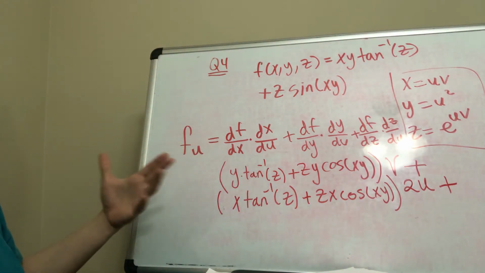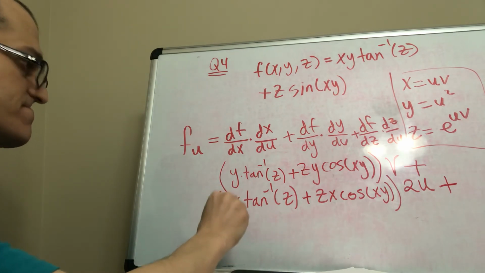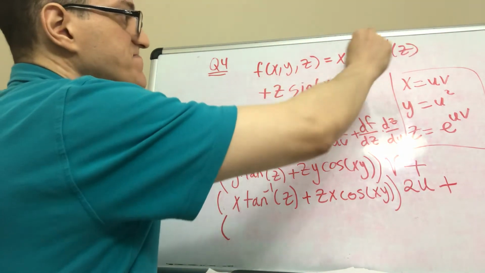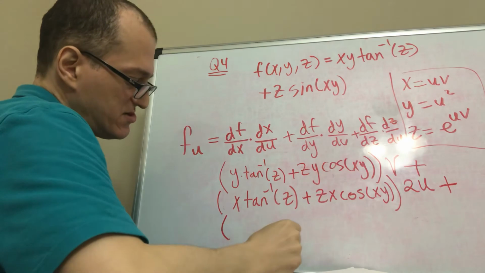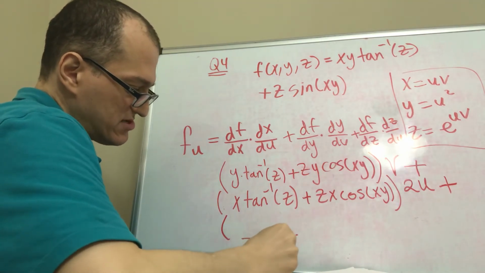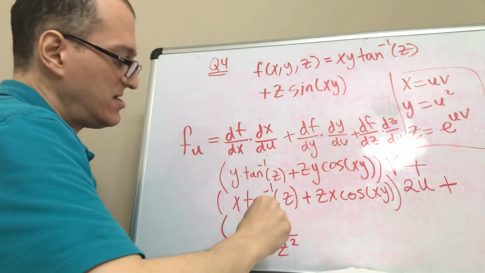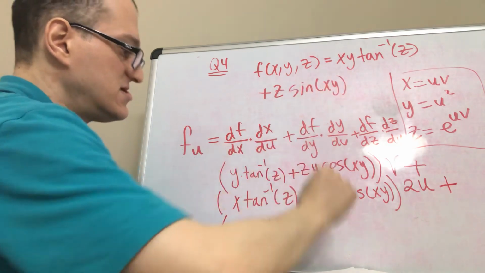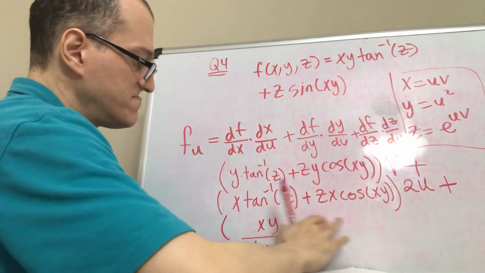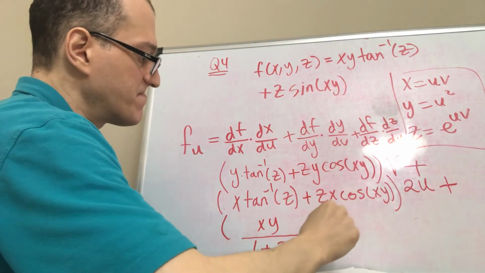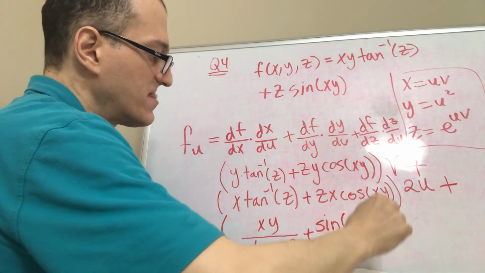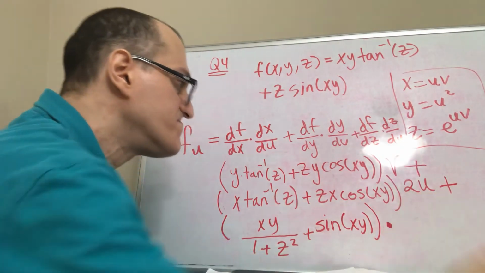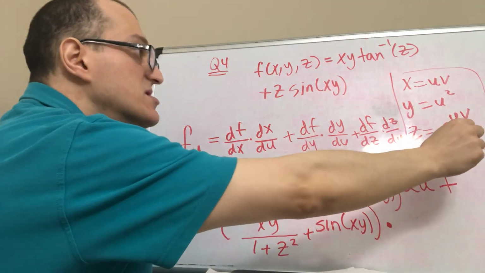Finally, we found the derivative with respect to z. The derivative with respect to z would be, this is constant. The derivative of tan inverse would be 1 plus the inside squared and the constant xy. The derivative of this, a constant z, would be the constant, which is the sine of xy. This is the derivative of the function in terms of z times the derivative of z in terms of u.